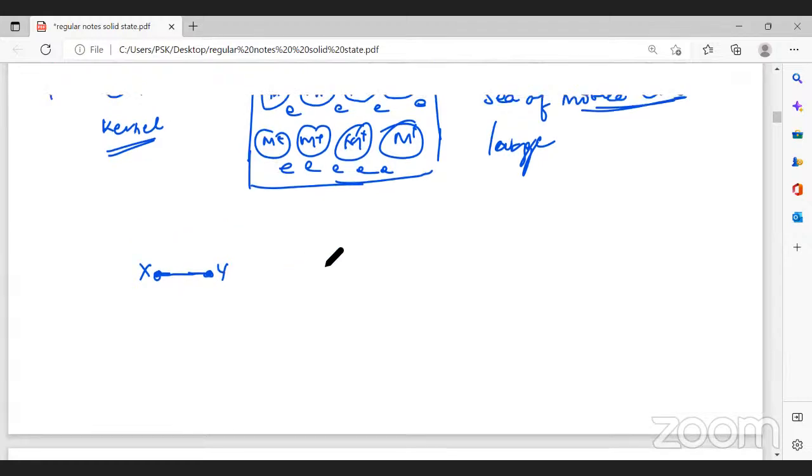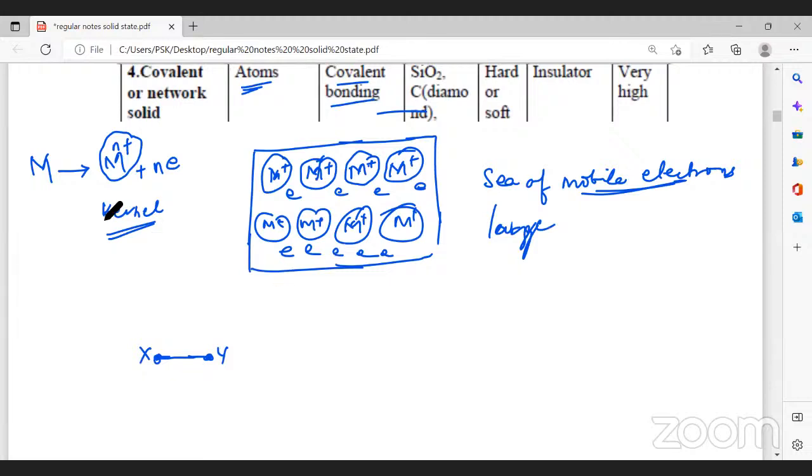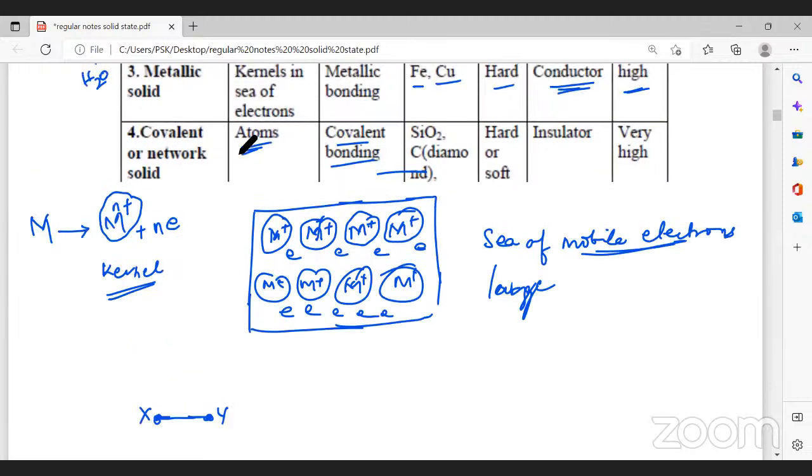All right. So in case of network solids or covalent solids, the particles are atoms. These atoms are held together by covalent bonding. Silicon dioxide is an example. Sand, silica, SiO2 is silica. Carbon, diamond is an example for a covalent crystal. A covalent crystal may be hard or soft. It can be an insulator, or it can also be a conductor. So a covalent crystal can be either an insulator or a conductor, and the melting point is very high.